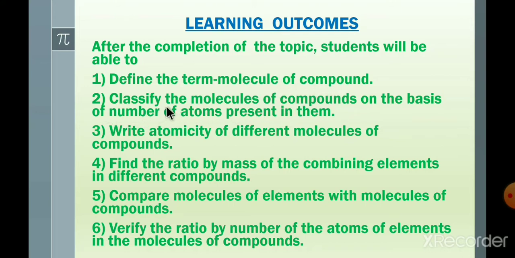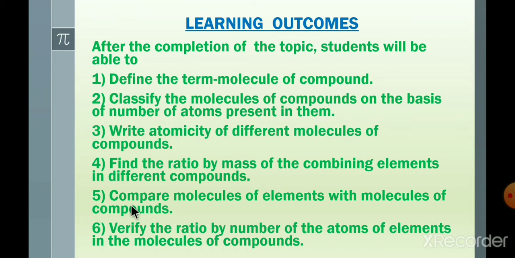Number 2, you will be able to classify the molecules of compounds on the basis of number of atoms present in them as diatomic, triatomic, tetratomic and polyatomic molecules. Number 3, write atomicity of different molecules of compounds like HCl, CCl4. Number 4, find the ratio by the mass of the combining elements in different compounds. Like in water, you will be able to find the ratio of hydrogen and oxygen atoms by mass.